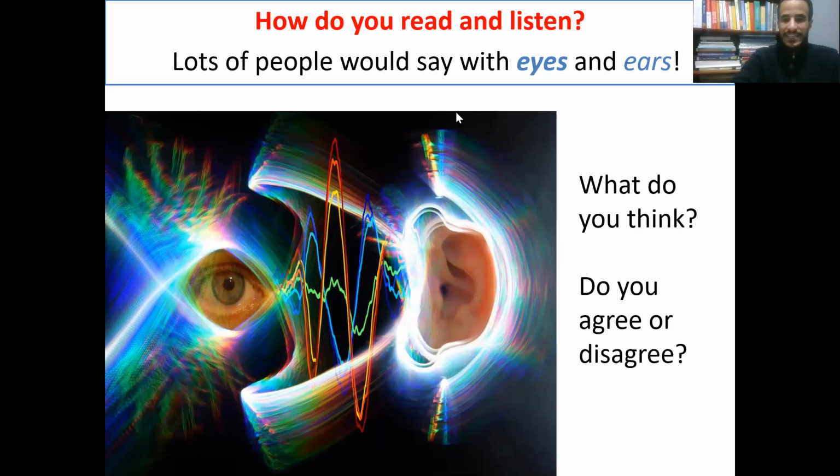Okay. So what do you think? Do you agree or disagree? So the majority said we don't agree. So we read and listen with the eyes and the ears, great. Now let's see, because we are going to see at the end if you agree or not. We don't know if we listen and read all the time with the eyes and ears. So let's move on to the next slide.